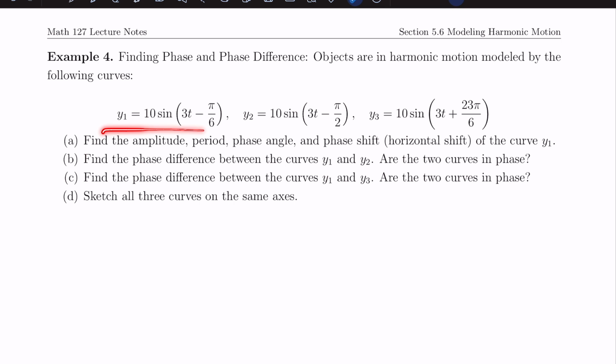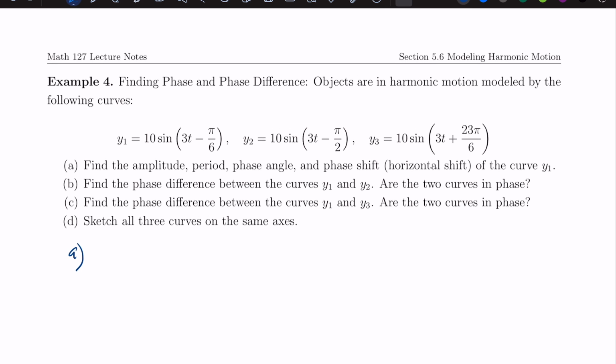Let's give ourselves 3 different simulations of harmonic motion. We want to find the amplitude, the period, the phase angle, and the phase shift, or the horizontal shift, as your book calls it. Let's start right here with y1, part A. Let's find our amplitude. The amplitude here is 10. You can just read it off here. There's the 10, so our amplitude is 10.